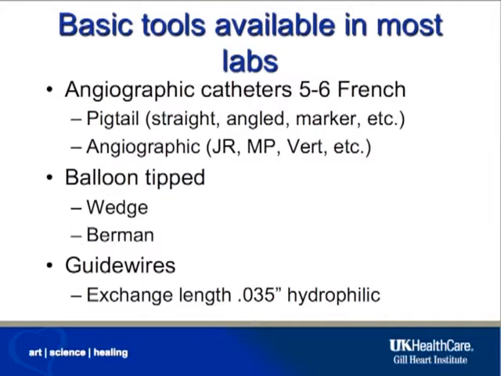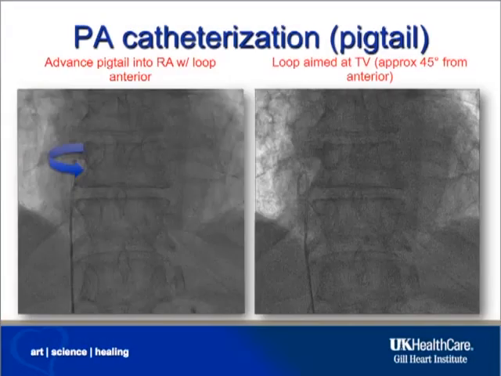Guide wires are also important in accessing the pulmonary arteries and are used to direct and exchange catheters. The wire typically used in our institution is an exchange length .035 hydrophilic coated wire.